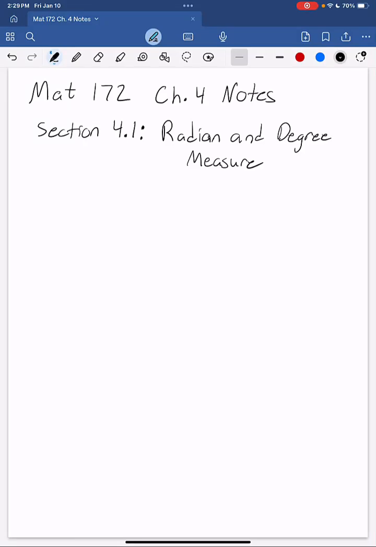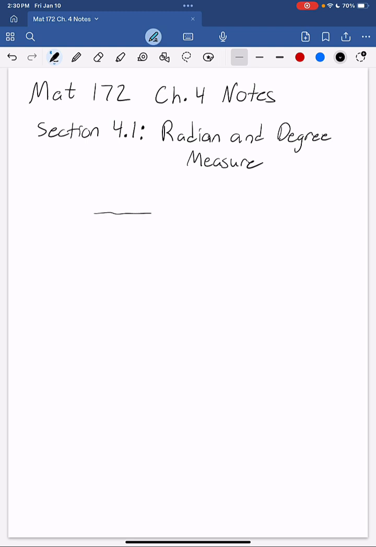All right, so for section 4.1, we're going to discuss radian and degree measures. So this is kind of our intro to trig topic here. All right, and so when I talk about radians and degrees, all I'm really talking about is angles. Okay, and so we're just going to take an angle.